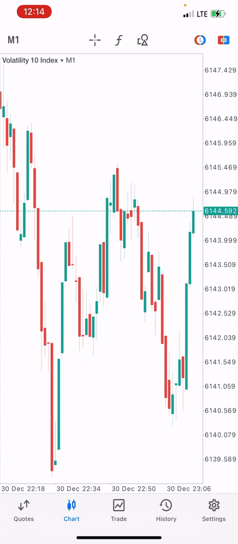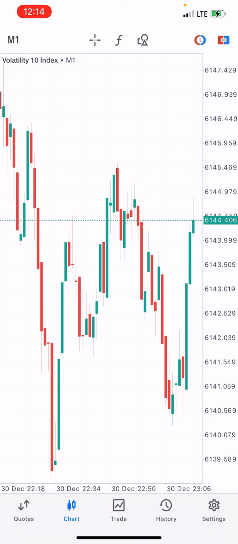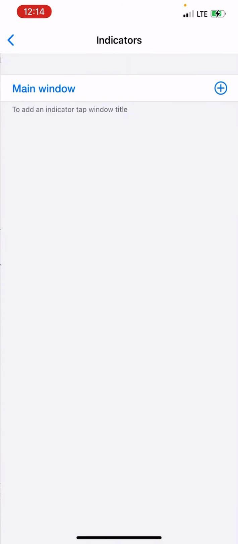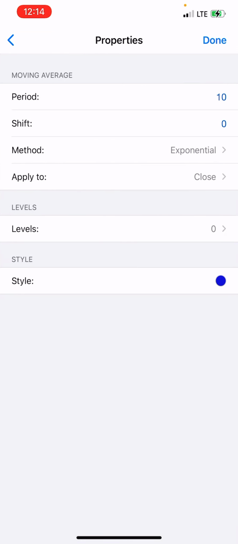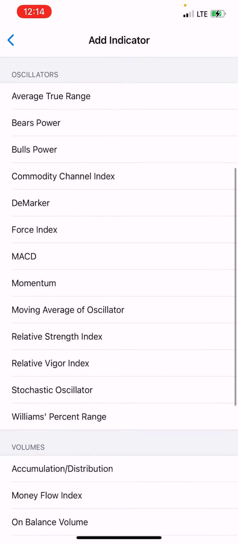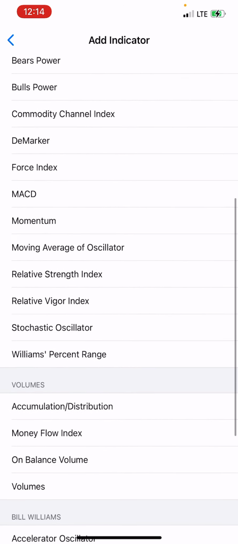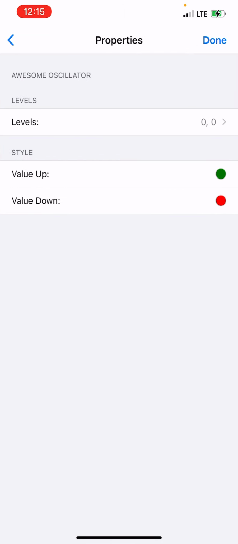I'm going to try to play some trades with this strategy right here on this video. So let me make it fast so we can start up. The first indicator, guys, you need a moving average. Okay, let's take the first one, the awesome oscillator. So we search for the awesome oscillator.